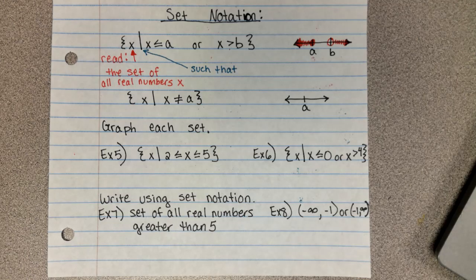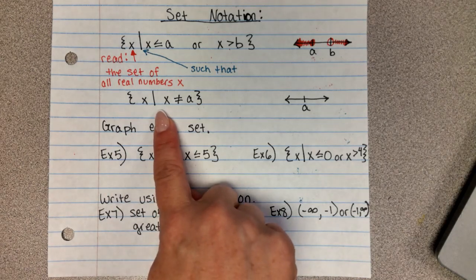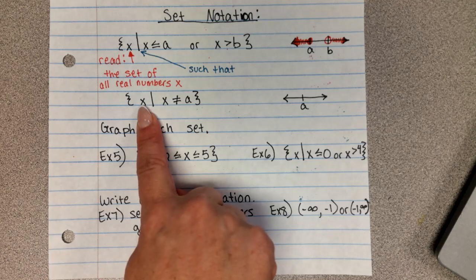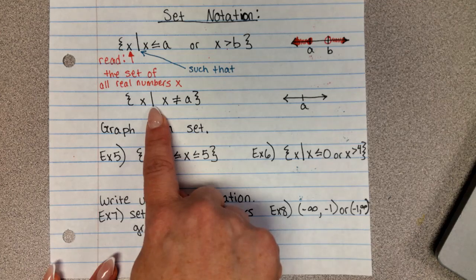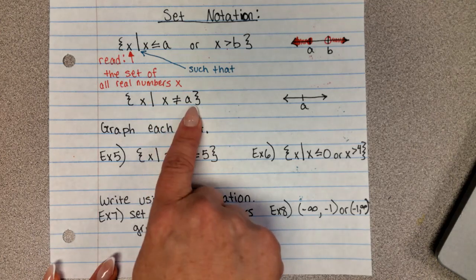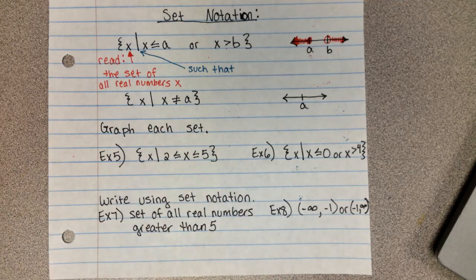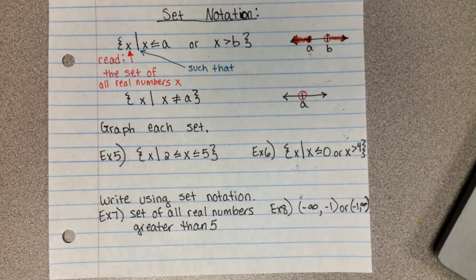Okay. Let's look at this one. Let's read this together. So right here, I just have an X. So it'd be the set of all real numbers X such that X cannot equal A. Well, let's talk about what that would look like. We cannot equal A. So I want to exclude A. In order to exclude A, I put an open circle on it.